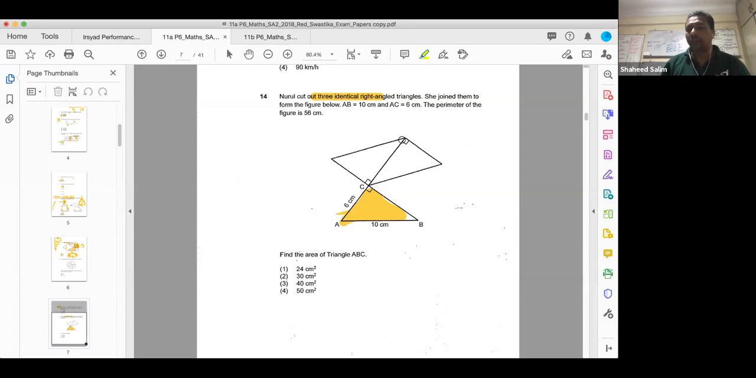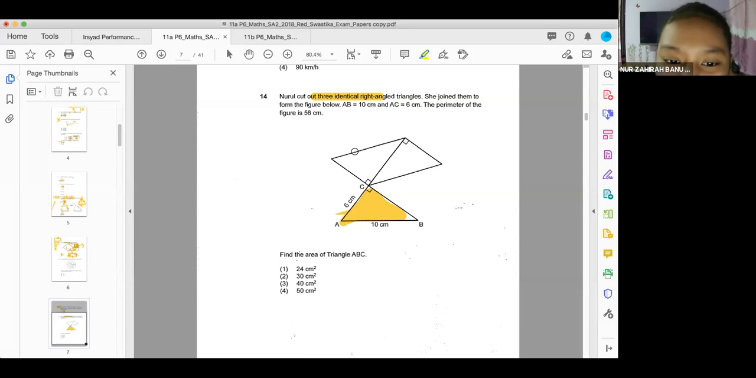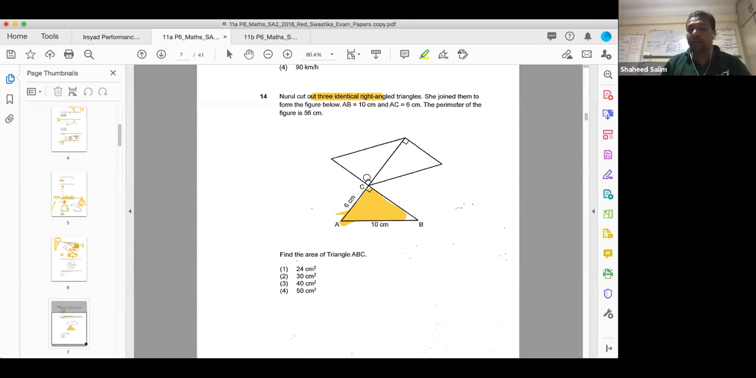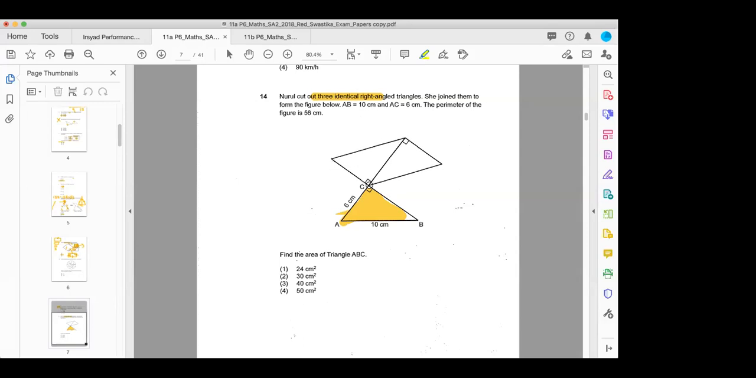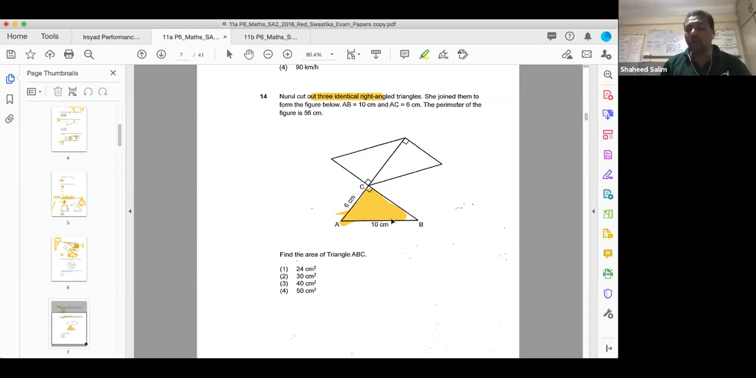Shafika, which one is the perimeter? The one that is 56? This one is how much? 6. This one? 6. This one? 10. So you have everything except for this one. They give you the perimeter, so you can find what this is.